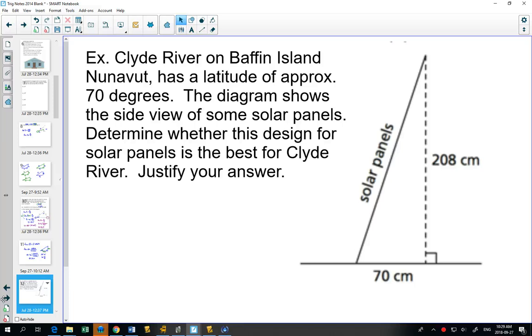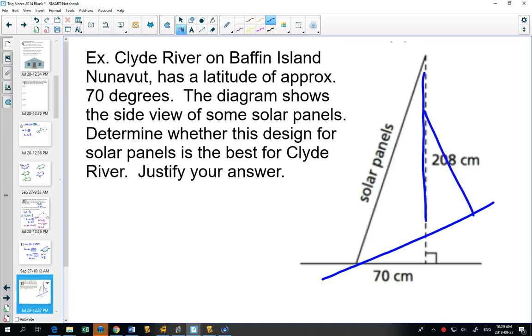So what do they do? Well, here's your roof, and they put like support things on there so that it's tilted up at the right angle. They don't just lay it down flat on the roof.